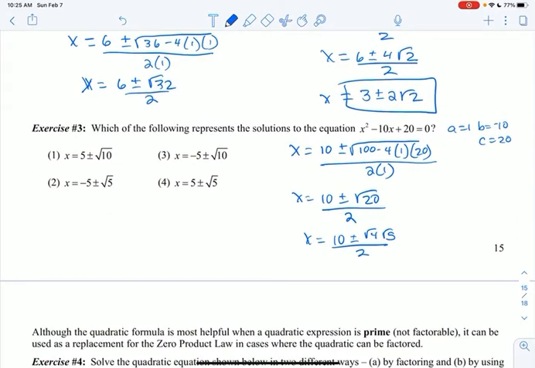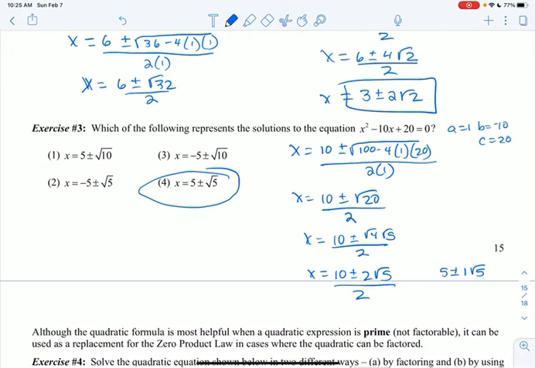And then the radical 4 is equal to 2. And now I can simplify. So 10 divided by 2 is 5, and 2 divided by 2 is just 1, although I don't need to write the 1. But I'll write it just so you guys can see it. And that is my answer right there. So we can see that in choice 4.